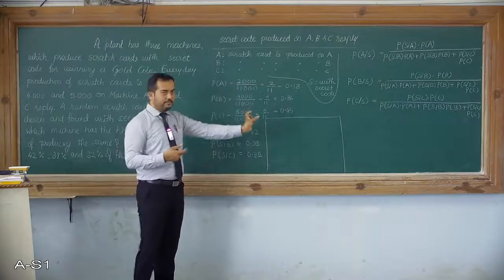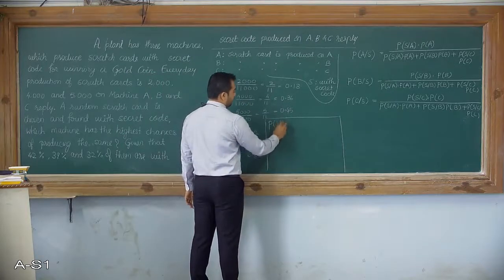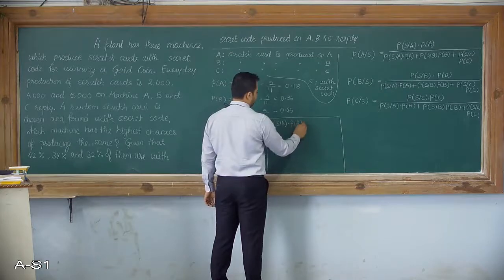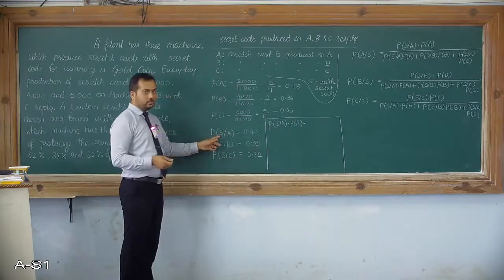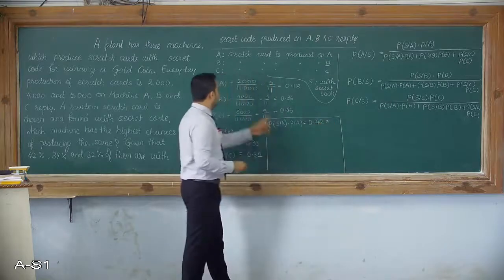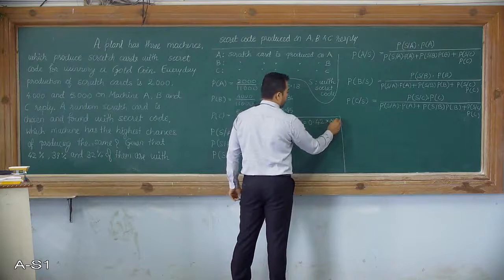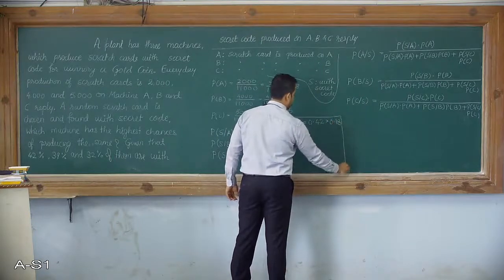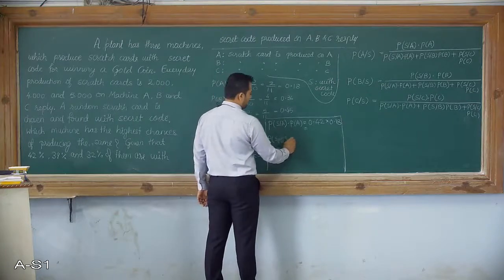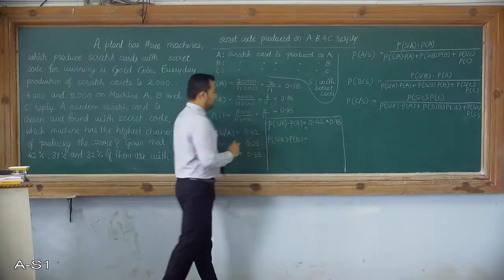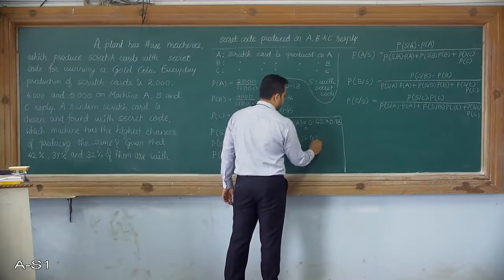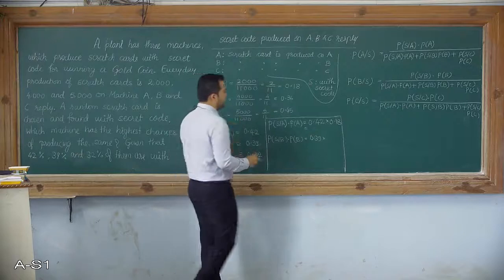So let me calculate every term. That is probability of S, secret code, given that it is from A, into probability of A. The probability of secret code given that it is produced on A is 0.42, into probability of A, which is 0.18. Okay, similarly for B, the probability that it is a secret code with B is 0.39, into probability of B, which is 0.36.